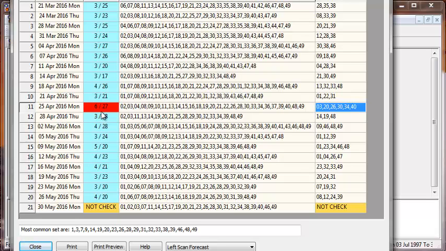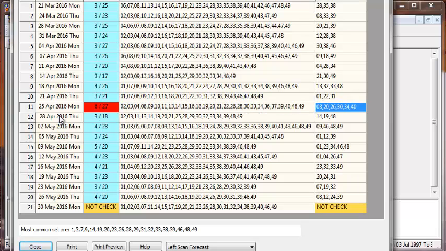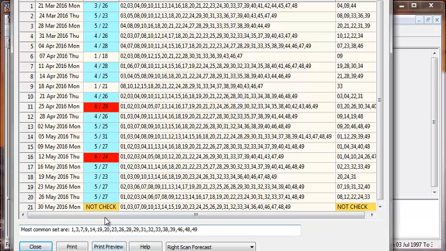On the 25th of April, it forecasted 27 numbers from here, and 6 numbers appear on the 28th of April. So please take note.